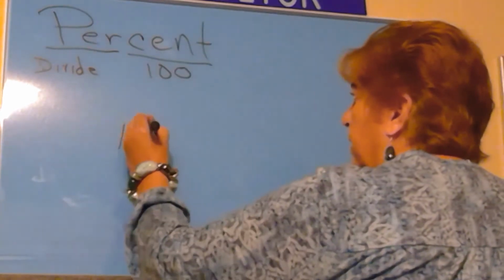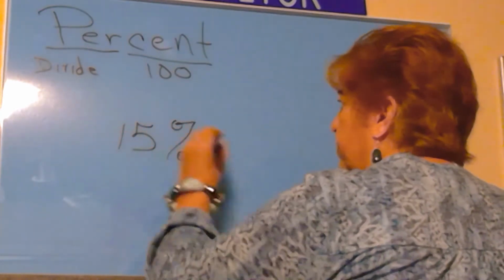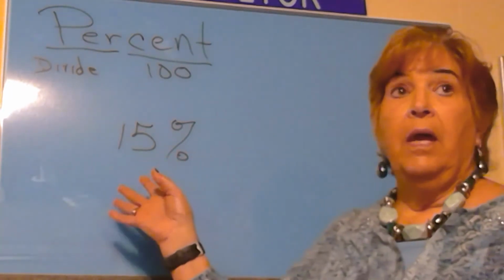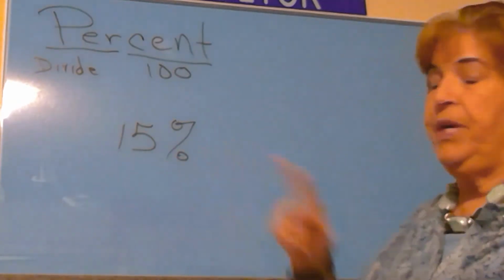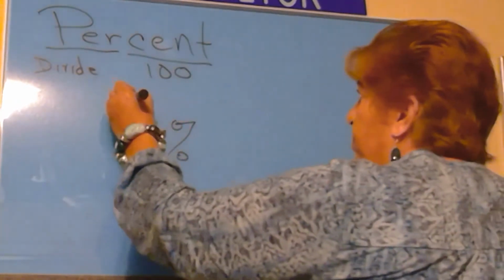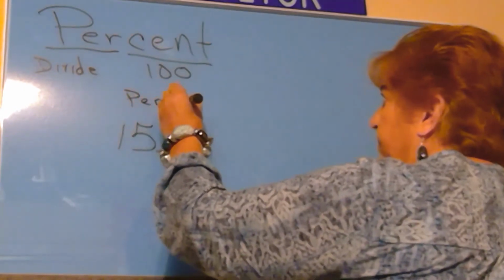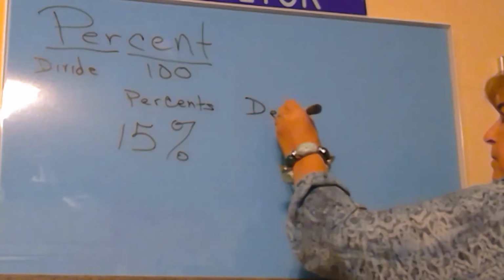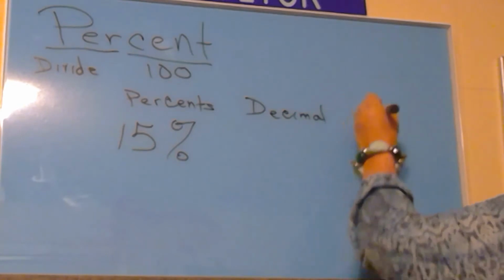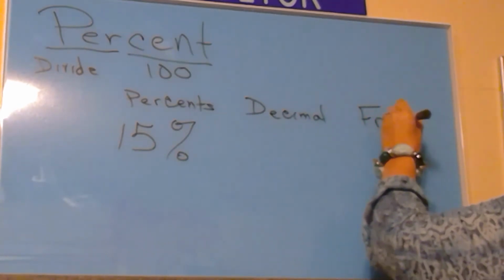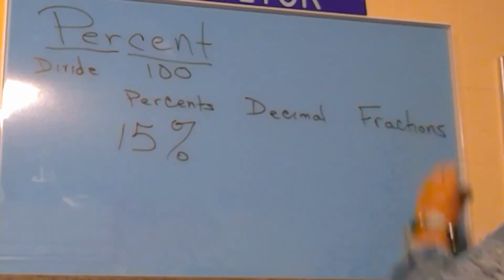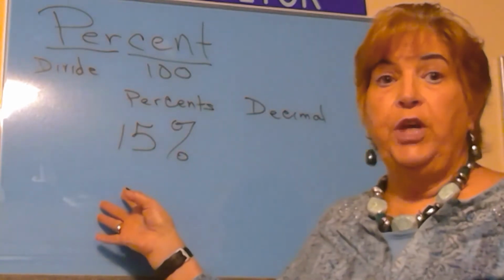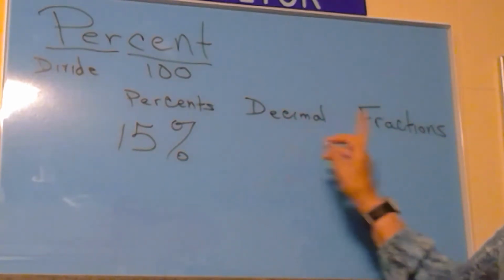You might see 15%. The problem with seeing something like 15% is you can't really work with a percent sign. So we have percents, we have decimals, and we have fractions. So basically, to work with a percent, you need to change it either to a decimal or a fraction.